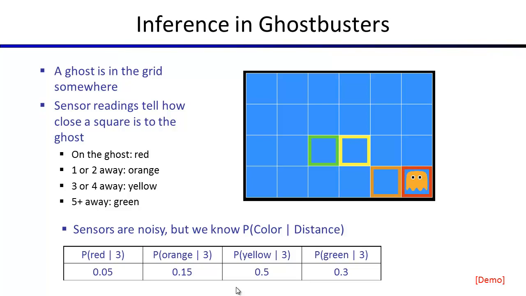That sensor we can place on any of the grid squares, and then that sensor will light up in a color: green, yellow, orange, red, and the color will depend on how close the ghost is to that sensor.